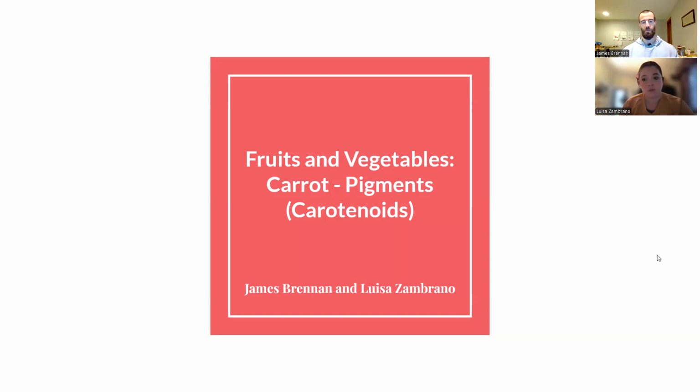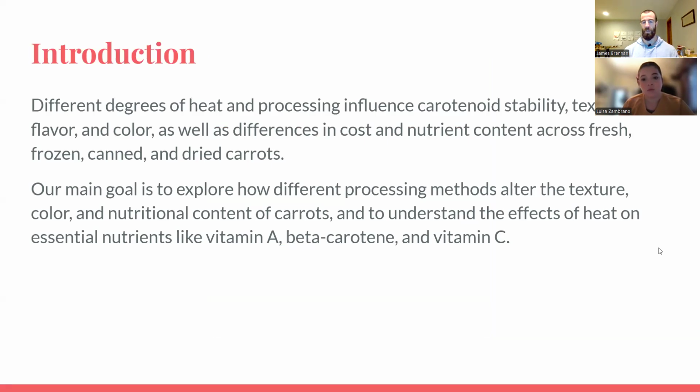So, to introduce, there are different degrees of heat and processing that can influence carotenoid stability, texture, flavor, color, as well as differences that occur in costs and nutrient content between different variations of these vegetables, including fresh, frozen, canned, and dried varieties of carrots specifically.